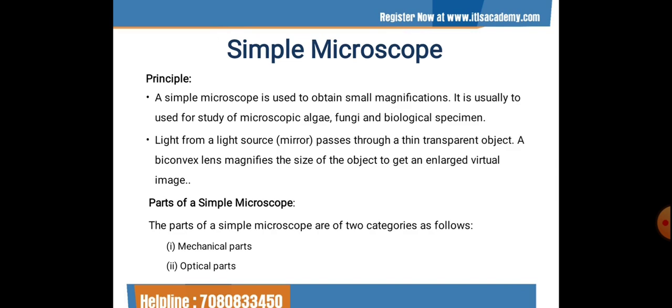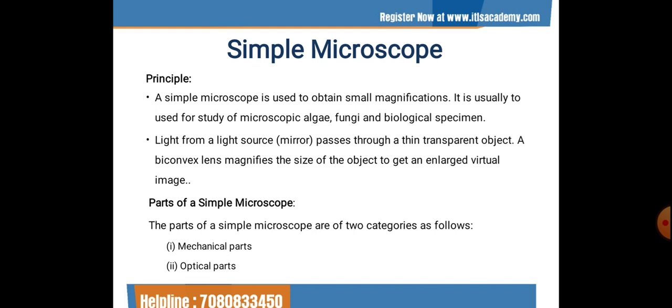Taking the basic model, the simple microscope. The principle of simple microscope is, a simple microscope is used to obtain small magnification. It is usually used for study of microscopic algae, fungi, and biological specimen. Light from a light source or mirror passes through a thin transparent object. A biconvex lens magnifies the size of the object to get an enlarged virtual image.